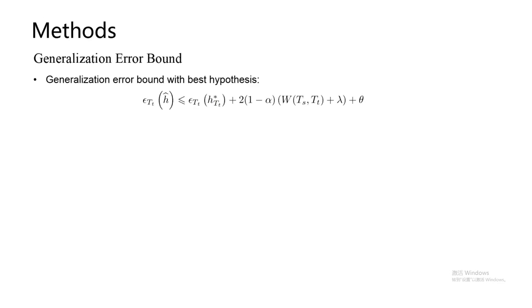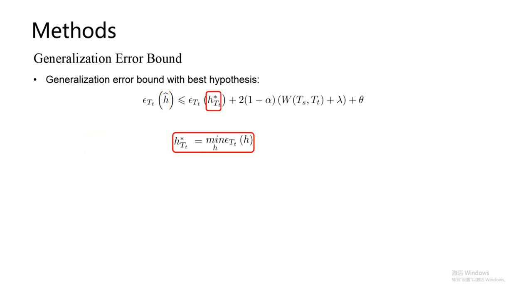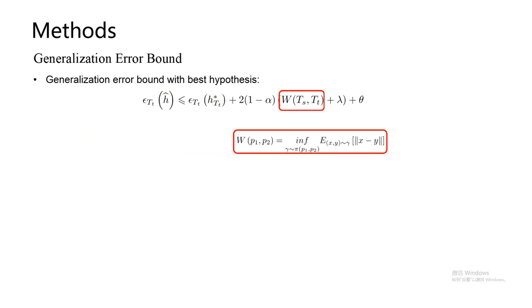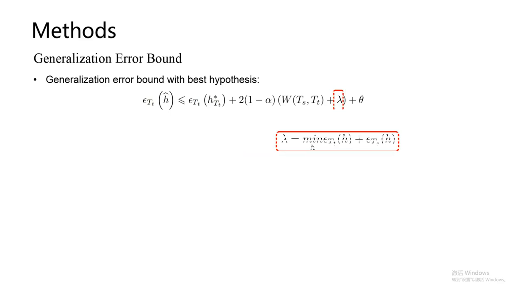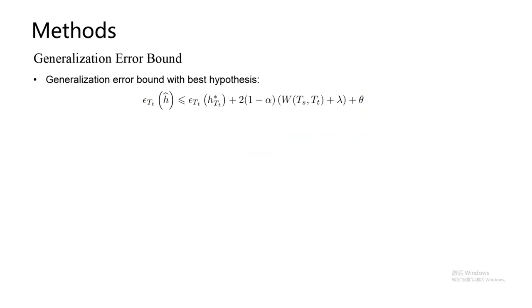Then we introduce our method. Before introducing the framework, we first provide more theoretical support for template communication by generalization error bound analysis. For simplicity, we will first discuss the case of introducing templates from one other client, where the local client is named target and the other client is called source. The h-hat is the minimization of a convex combination of errors of the source and target templates. h-star is the minimization of errors on the target. W means the Wasserstein distribution distance measurement, and lambda and theta depend on the template distribution and the selection of hyperparameters. This theorem means that the best generalization error of the target domain with the introduction of the source template is better than the best hypothesis of training only on the target template.